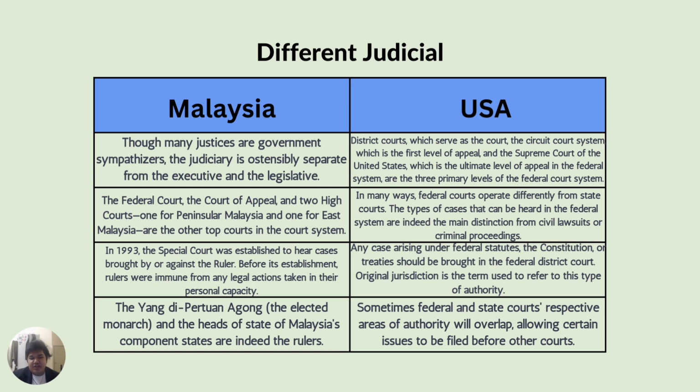In 1993, a special court was established to hear cases brought by or against the ruler. Before the establishment, rulers were immune from any legal action taken in their personal capacity. And lastly, the Yang di-Pertuan Agong, the elected monarch and the head of state of Malaysia, is the ruler.